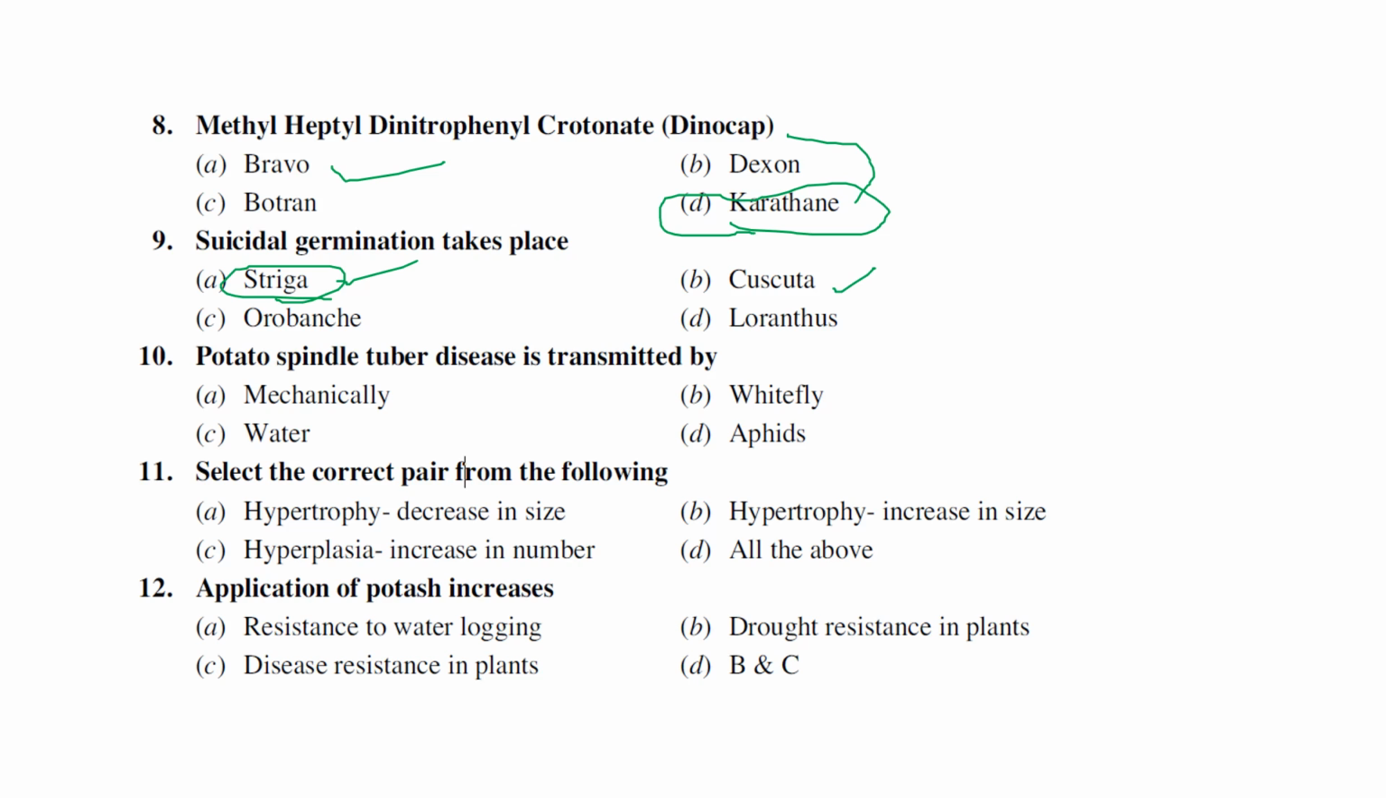Cuscuta is a complete stem parasite. Loranthus is a partial stem parasite. Orobanche is a complete root parasite. Striga is a partial root parasite. This partial root parasite Striga is where we can observe the suicidal germination. Other names are also there for these phanerogamous plant parasites.